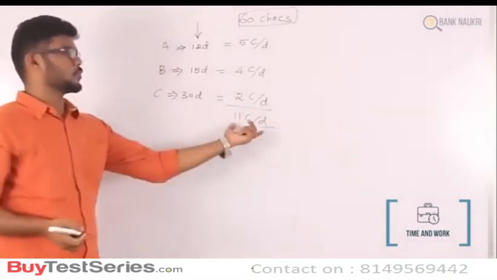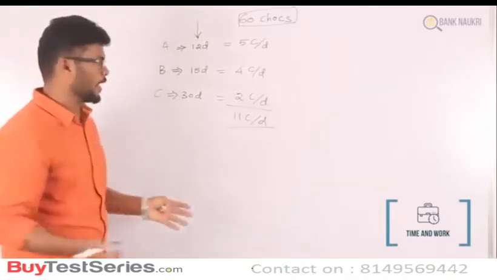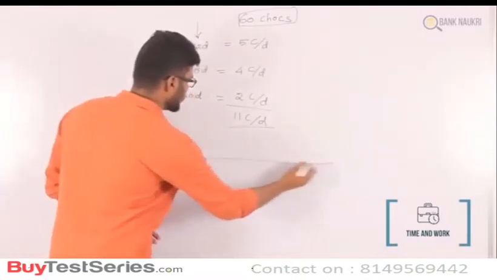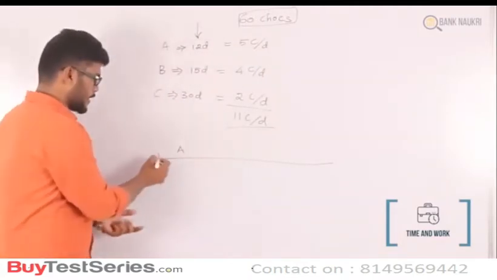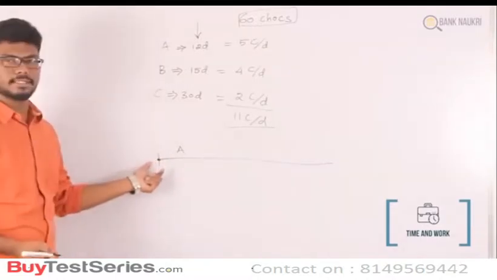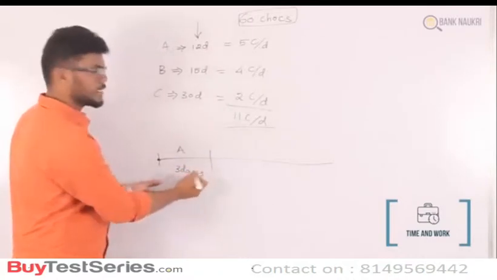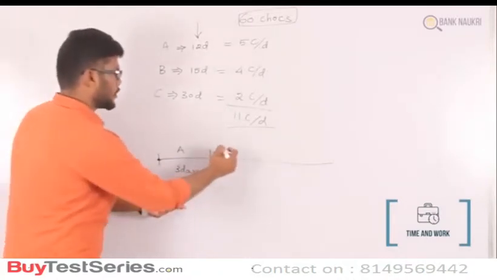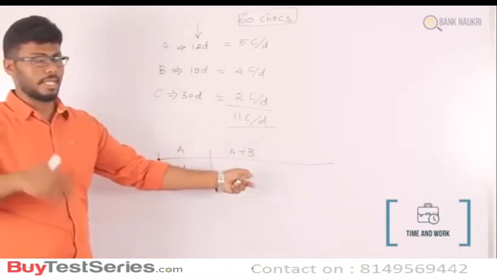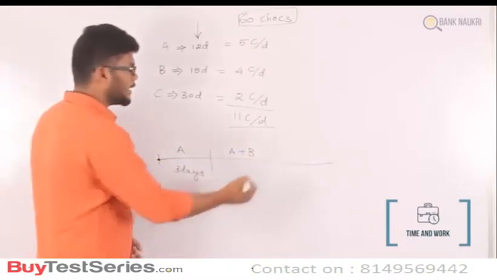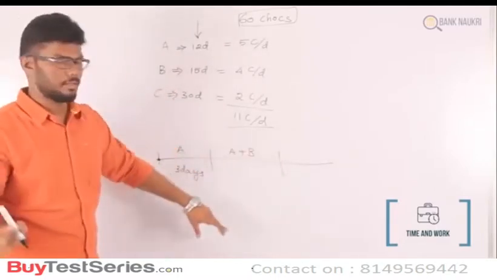But I believe this together is not really necessary because they are not working together anywhere. Why? Because when I draw this timeline, A starts the work. Say this is the starting day of the work. After 3 days, B joins. So it means A plus B will be working here, right? After 3 days, B joins A. And I don't know how many days A and B are working together. So I'll leave this block.